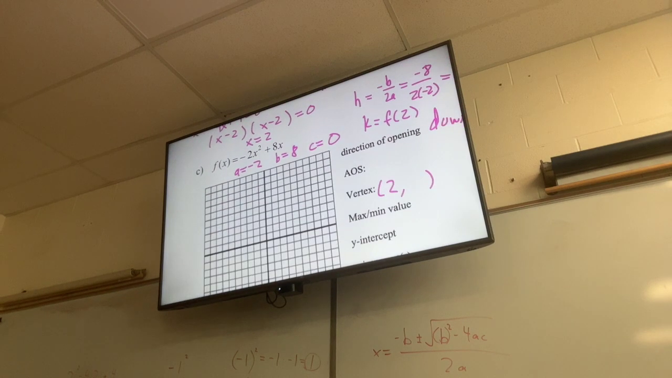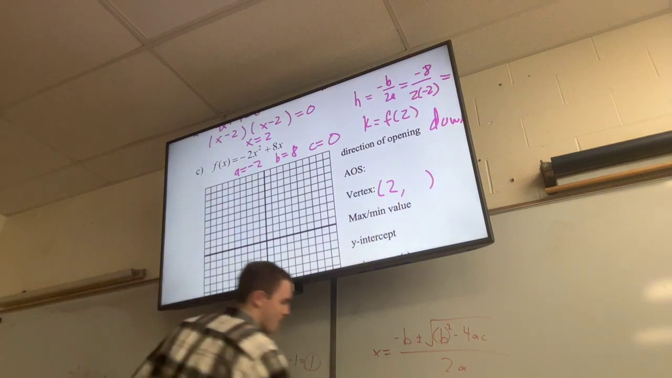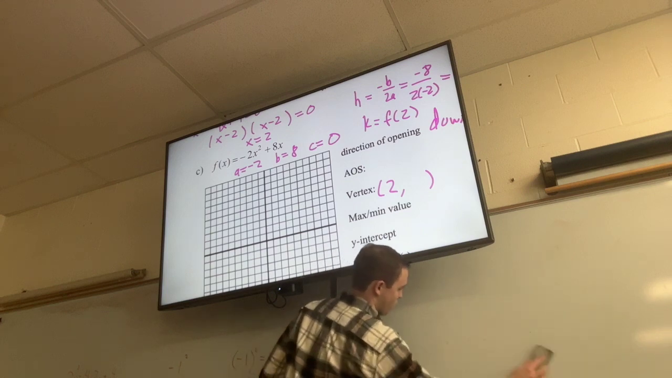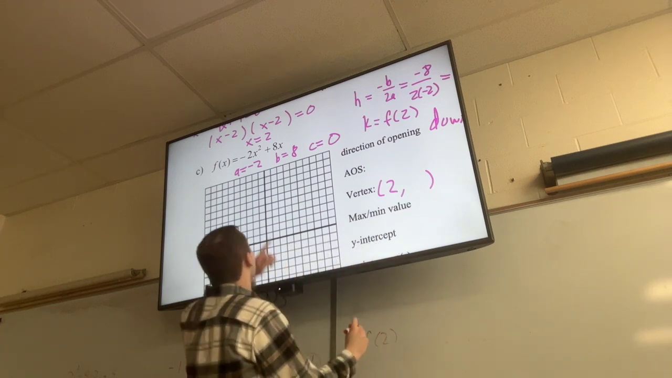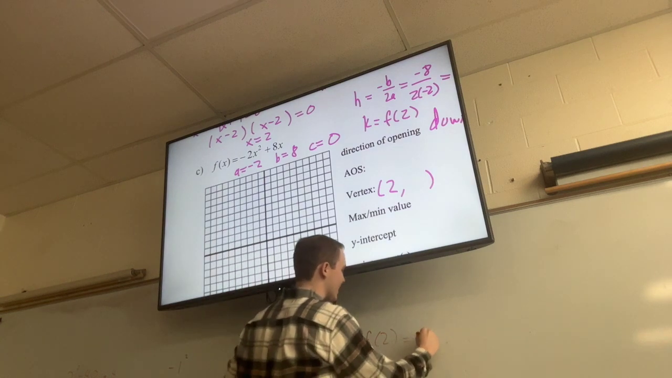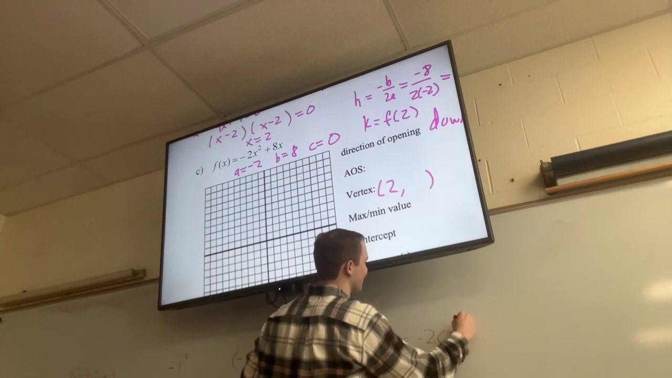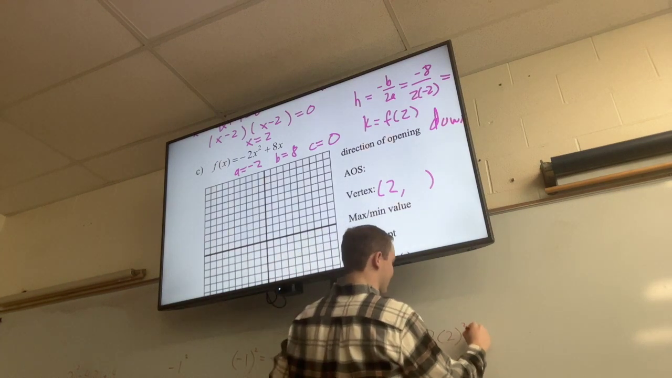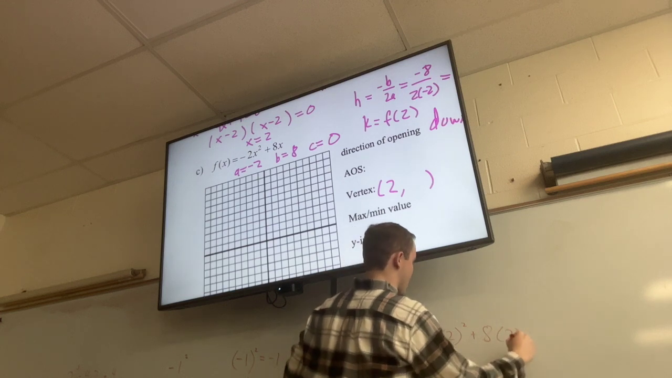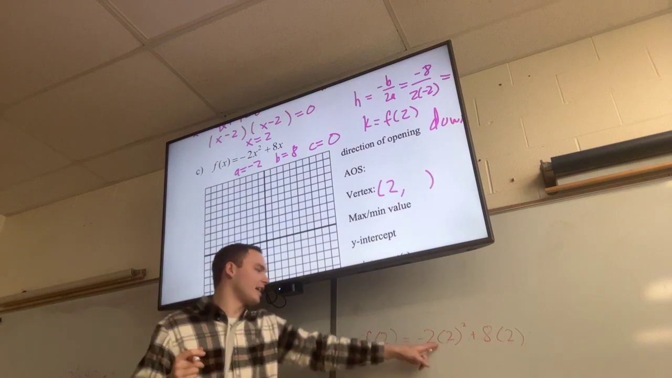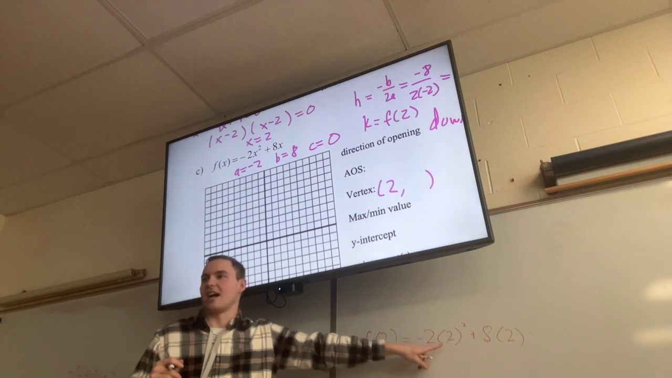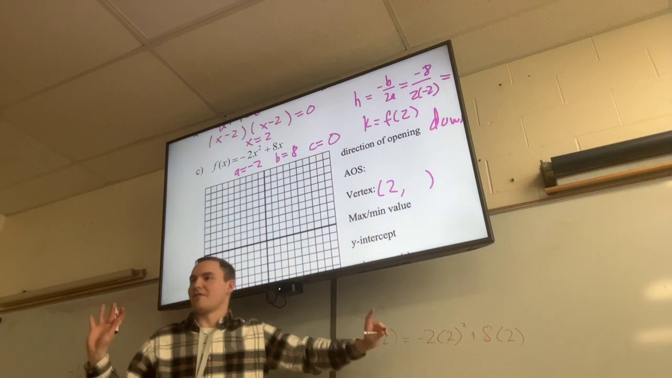So F of 2, can I do that on the board real quick? So F of 2, that means I take my equation here, and everywhere there's an X, I change it to a 2. There's parentheses, the negative just not inside them. The negative's never in parentheses.